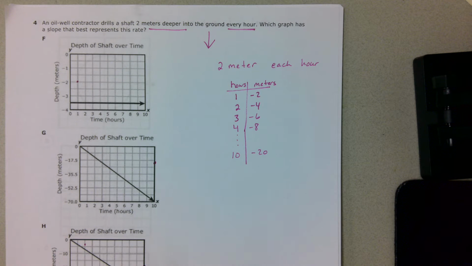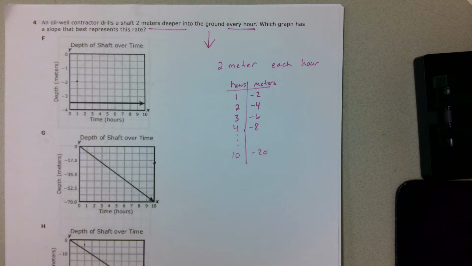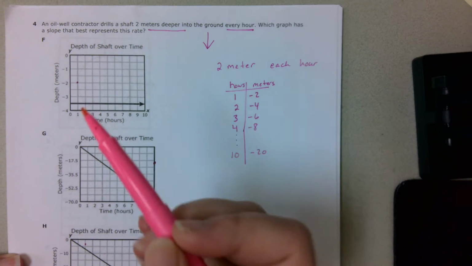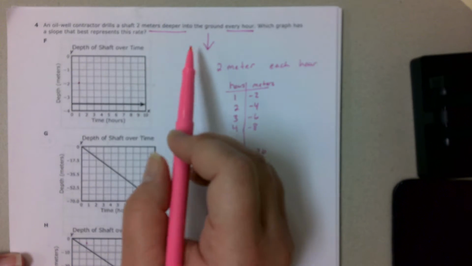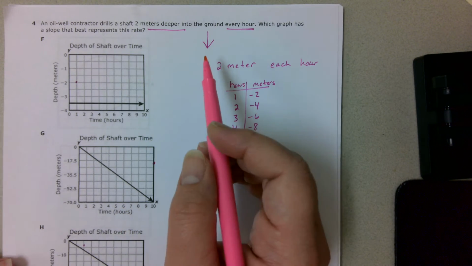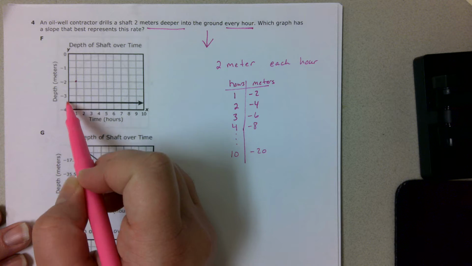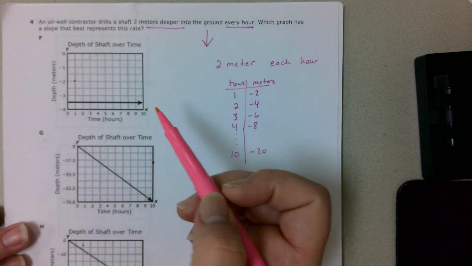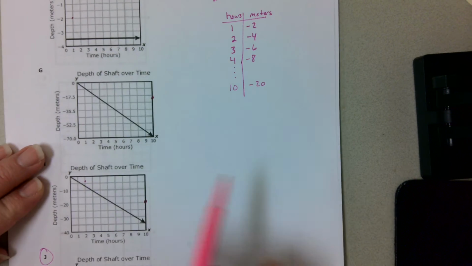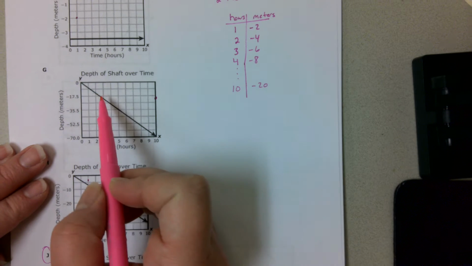Number 4, an oil well contractor drifts a shaft 2 meters deeper into the ground every hour. Which graph has a slope that can best represent this rate? So deeper, we're going down. So it's going into the ground, we're losing feet, or we're going negative every hour. So this one here, which is a flat line, is not going to give us the correct slope. Here we're starting at 0.